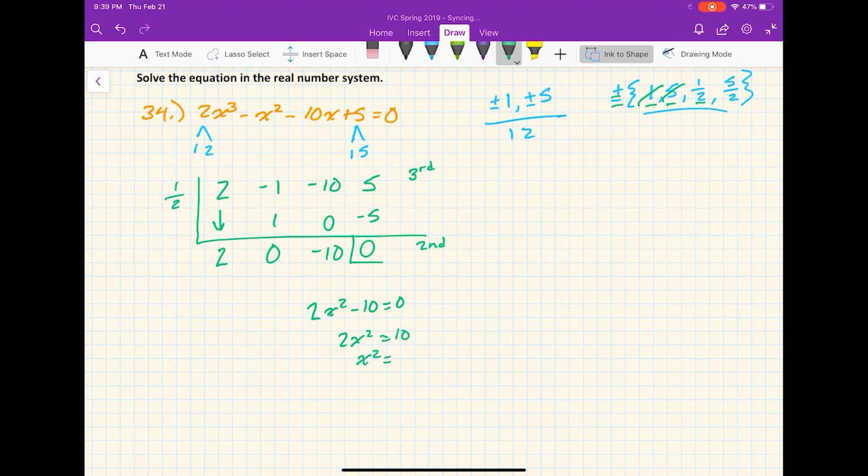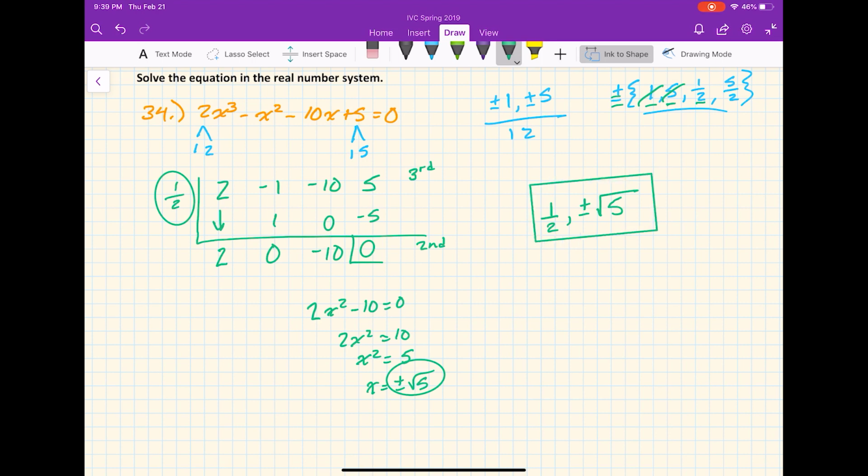And then divide that by 2. That's going to give me 5. And then I'm going to get plus or minus square root of 5. So solve the equation for x in the real number system. I get these 3 values technically, but I'm just going to write them as 2 because I'm cheating by putting the plus or minus in front of the square root of 5. That's really square root of 5 or negative square root of 5. Anyway, there you go.